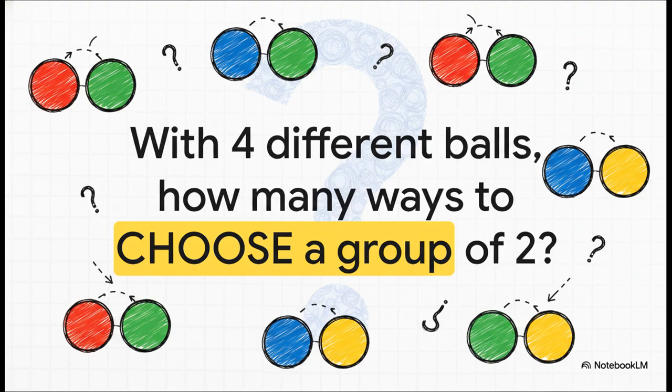Instead, imagine you've got 4 balls, each a different color: red, blue, green, yellow. And the question is super simple. How many different groups of 2 can you pick? And listen carefully to that key word. We're choosing a group, not arranging them.